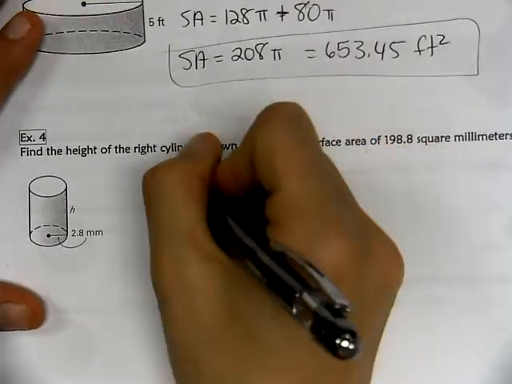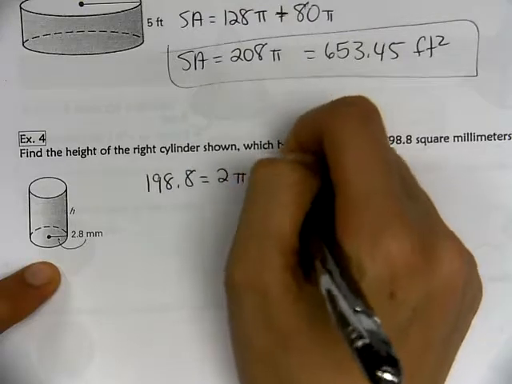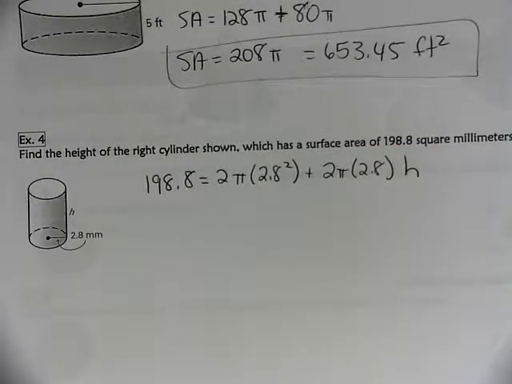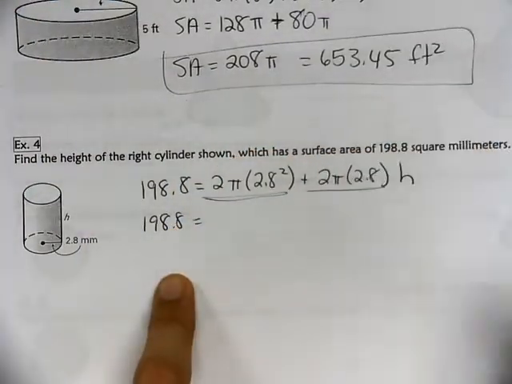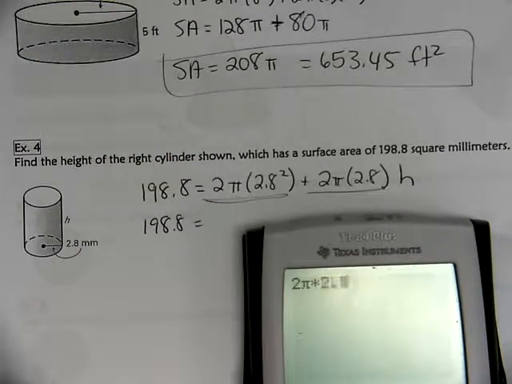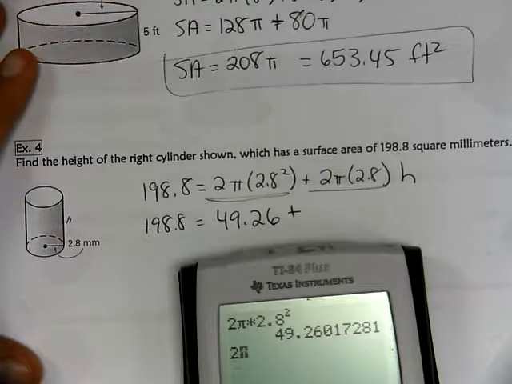So 198.8 is equal to the surface area formula, using 2.8 for r: 2 pi 2.8 squared plus 2 pi 2.8 times h. Let's go through and figure out what this whole thing is as a number and what this is as a number. Don't add them together. 2 pi times 2.8 squared is 49.26. 2 pi times 2.8 is 17.59.